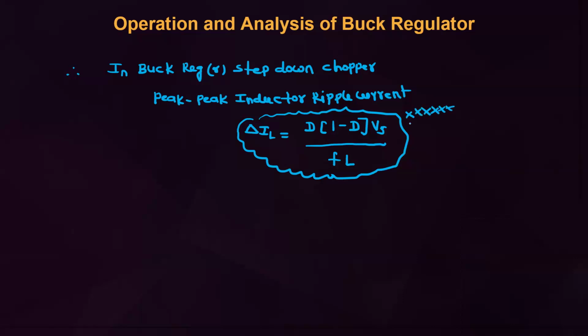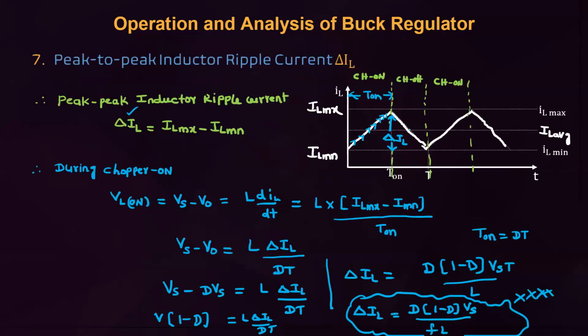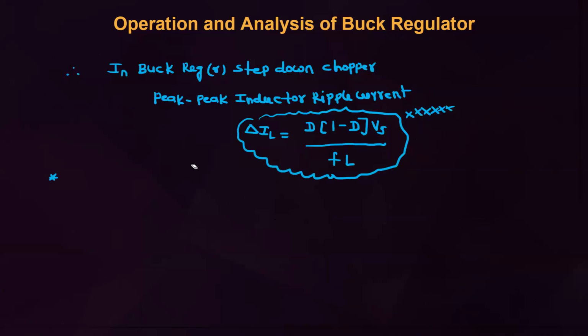Now, one point: where are these ripples maximum? Ripple currents mean the current is not constant. There is some change in current from minima to maximum. Instead of a straight line, there is a slight change from minima to maximum, and that is nothing but ripple. Now the question is, for what value of duty cycle are these ripples maximum? To find the condition for maximum ripple current, you have to differentiate this and equate to zero.